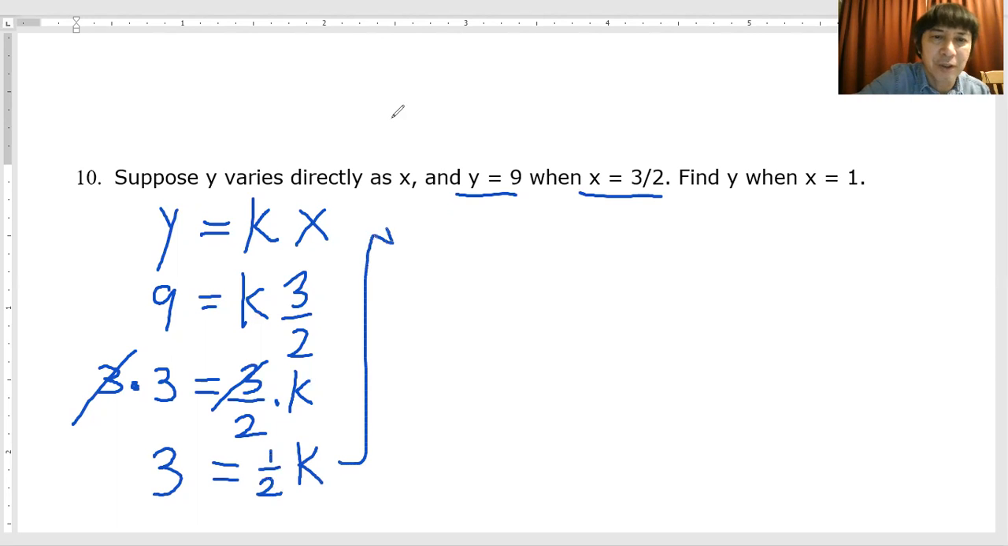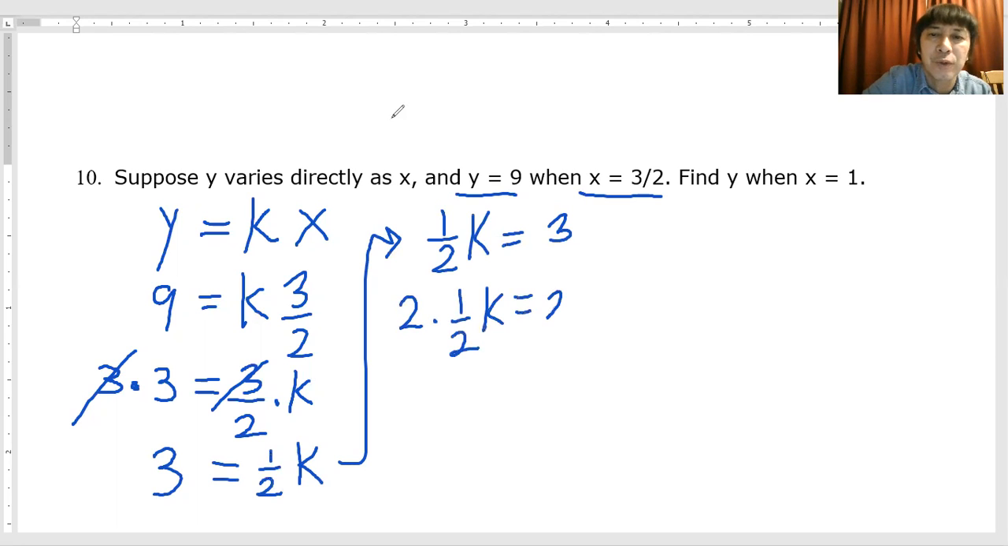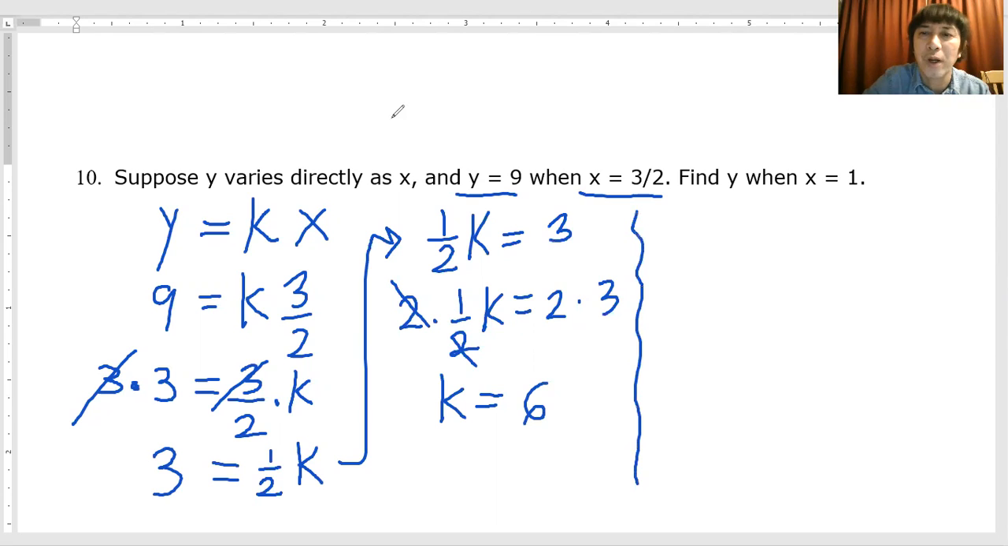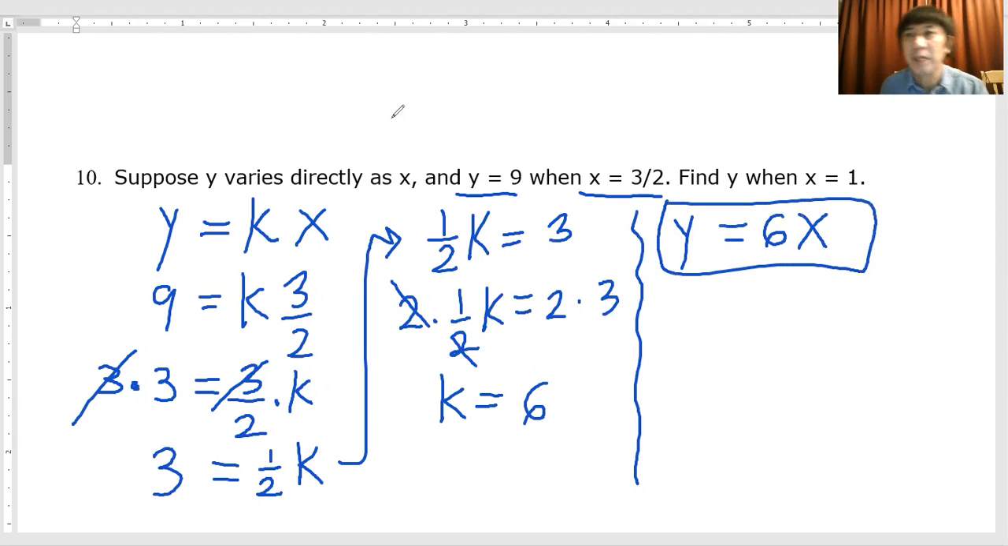And so we continue up here. We can write this as 1/2 k equals 3. Symmetric property: 3 equals 1/2 k, then 1/2 k equals 3. Multiplying both sides by 2, 2 times 1/2 k equals 2 times 3. This divides and you have k equals 6. So we have now our equation: y equals k x, but k is now 6. And so we have our equation y equals 6x. That's the required equation.